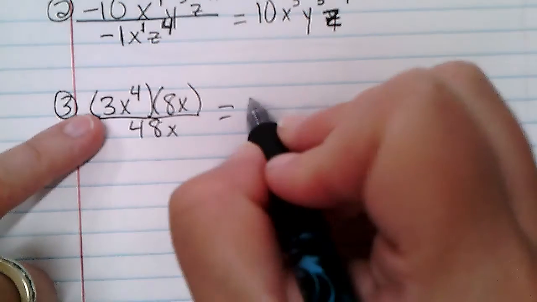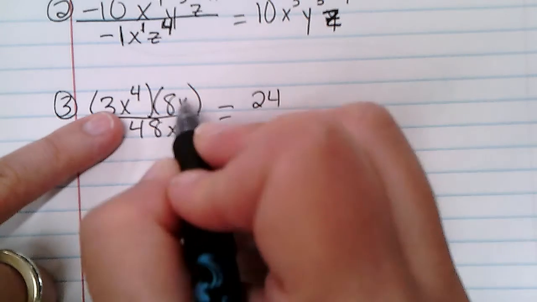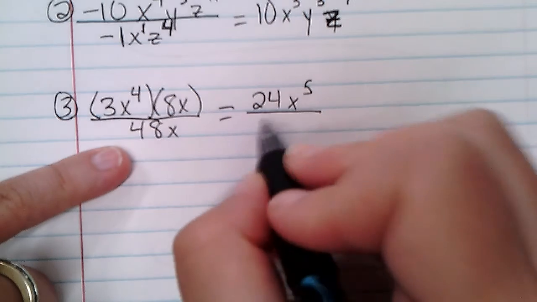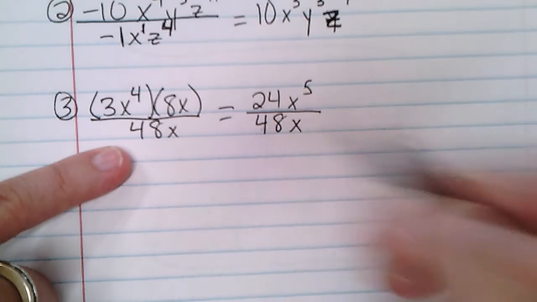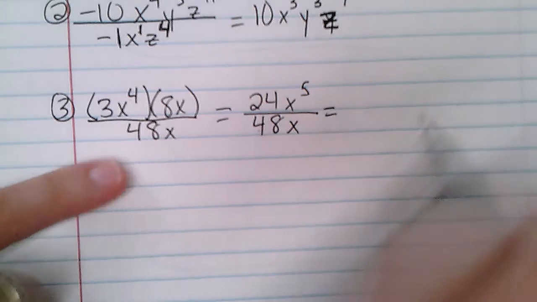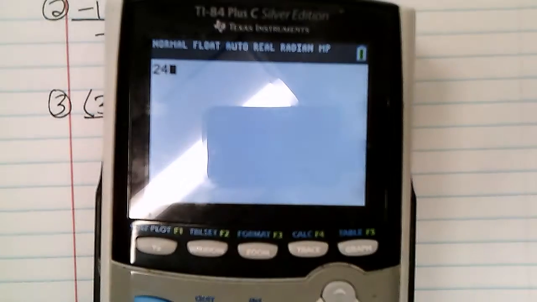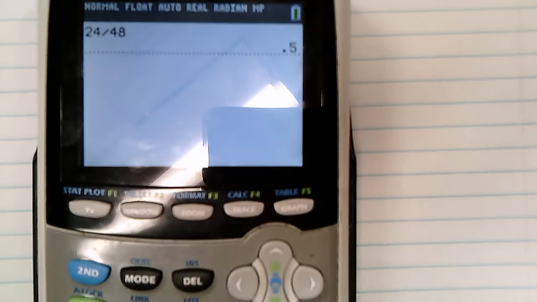3 times 8 is 24. 4 plus 1 is 5. So the top becomes 24x to the 5th over 48x. Now here's the problem here. When I do in my calculator 24 divided by 48, I get a decimal.